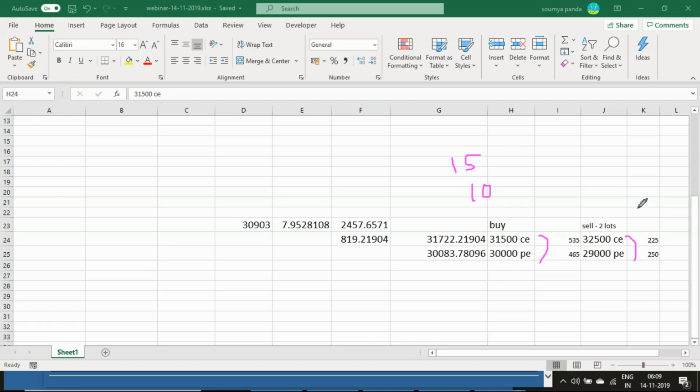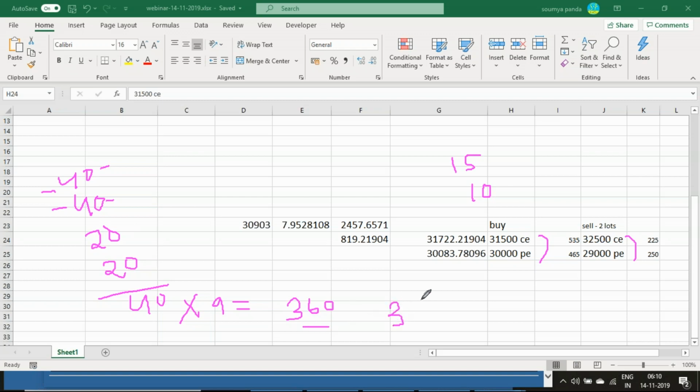Keep tracking this particular strategy and give your feedback. So how much you have gained, how much you have lost. That feedback you can give me at that time. This is selling 2 lots, buying 2 lots, net 409 rupees positive, your theta is 360 rupees per day. For 10 days it is having a projection of 3,600.